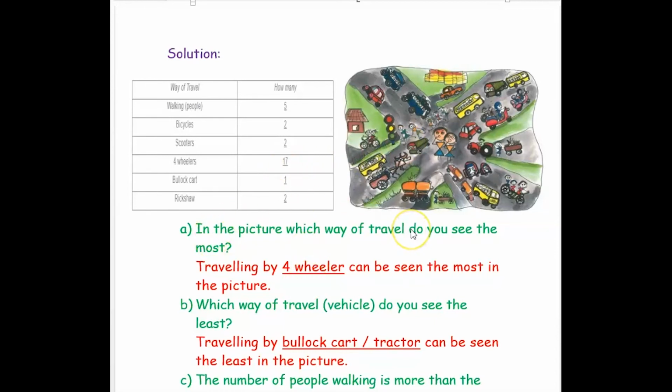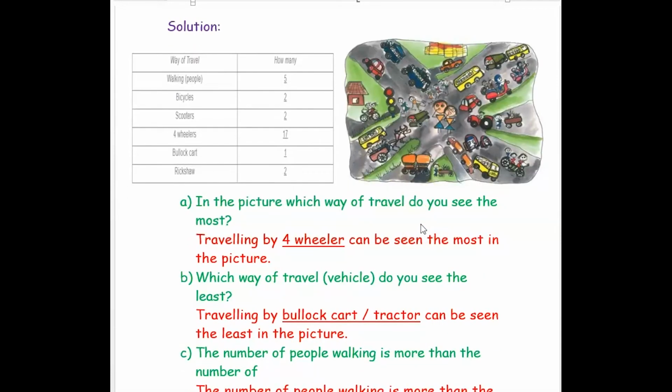So which way of travel, that is vehicle, do you see the least? Least we have seen, right? It's very less. So traveling by bullock cart is very less. See here, only one bullock cart is there, right? So bullock cart, a tractor. Tractor is also only one tractor is there. So traveling by bullock cart, a tractor is seen least in the picture.